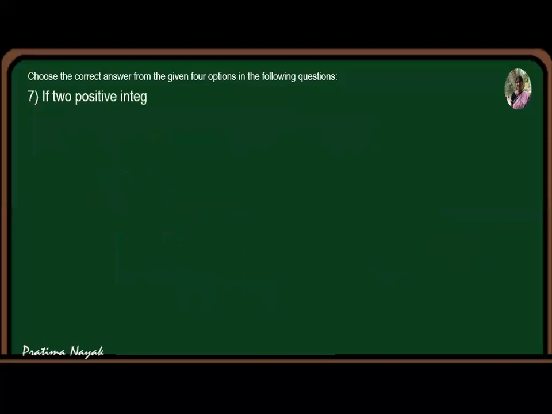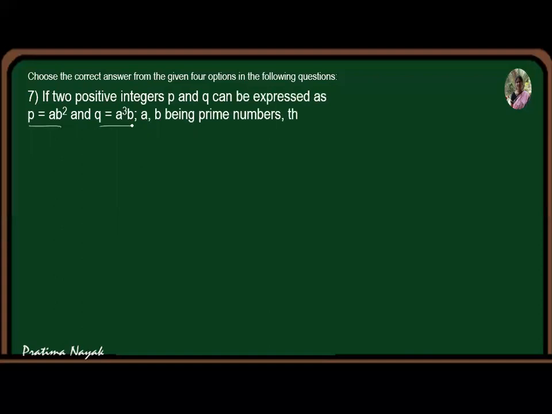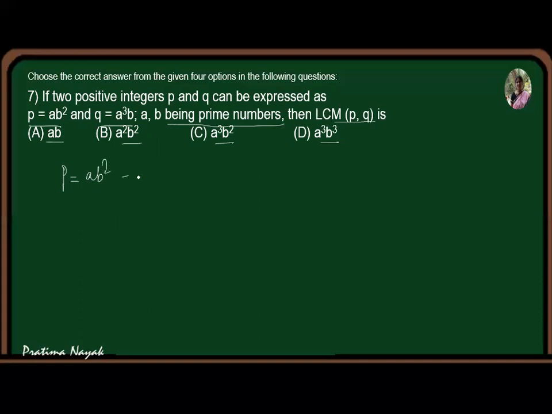Question number 7. If two positive integers p and q can be expressed as p is equal to a b square, q is equal to a cube b, a and b are prime numbers, then LCM of p and q. Options are a b, a square b square, a cube b square, a cube b cube. P is equal to a b square. That means a once and b will multiply 2 times. Q is equal to a multiplied by a multiplied by a multiplied by b.